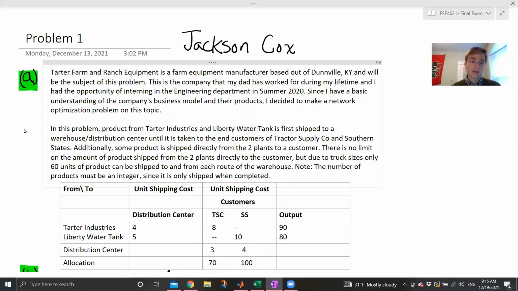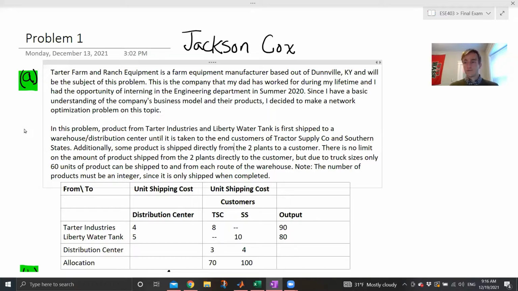There is no limit on the amount of product shipped from the two plants directly to the customer, but due to truck sizes, only 60 units of product can be shipped to and from each route that leads to the warehouse or the distribution center. And this final note is important. The number of products must be an integer since it is only shipped when completed.